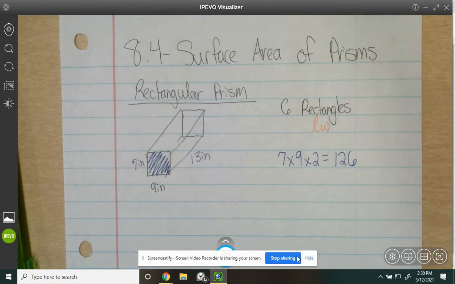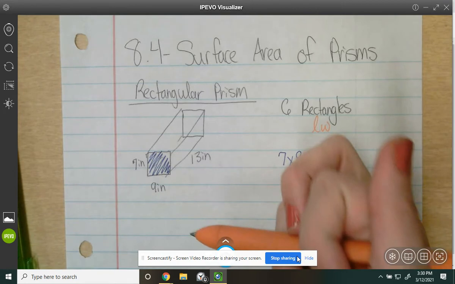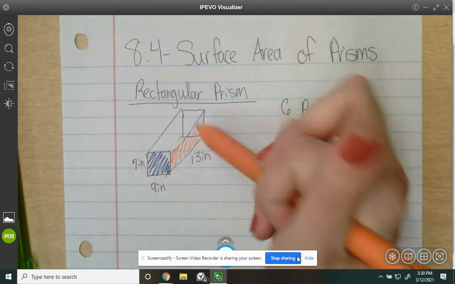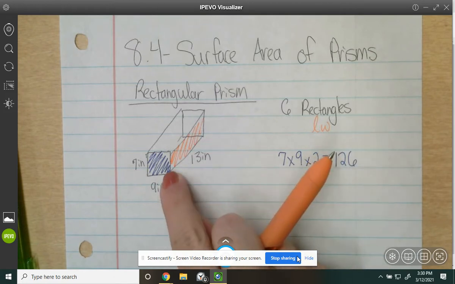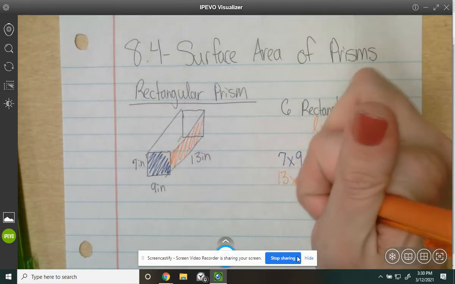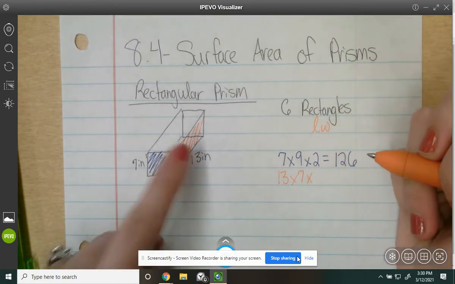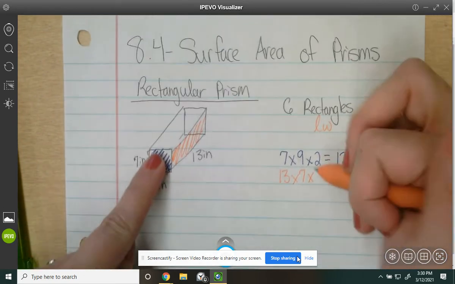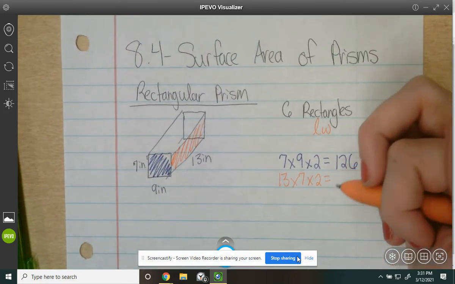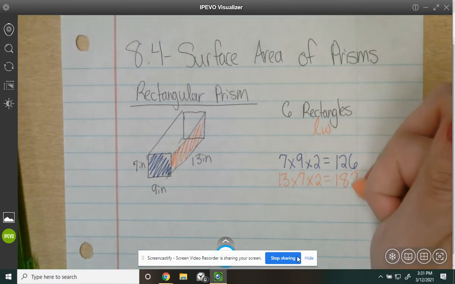The other rectangle that I see is the one on the side here, and that one would be a 13 by 7. And then there's another one on this side, so I would multiply that by 2. And that one's 182.